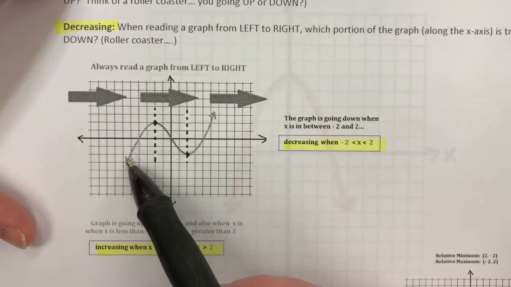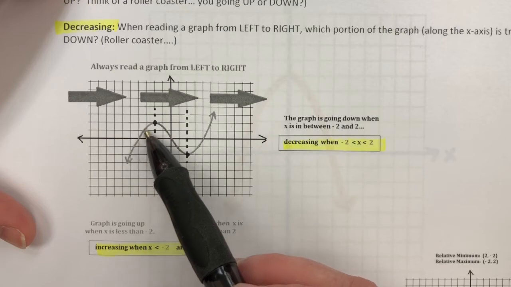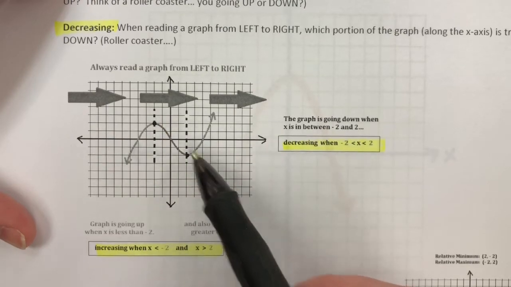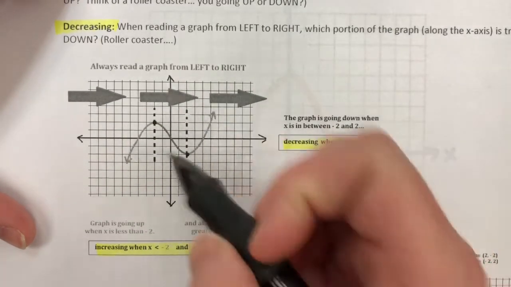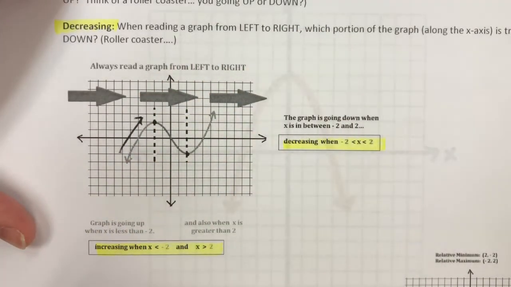So if we start here, we start going up, right? If you're on this roller coaster cart, you're going up, up, up, up, up, up. And to me, that's going to tell me I'm going to fall down in a second. But I know I'm going up. So this portion, left to right, this portion of my graph is increasing.